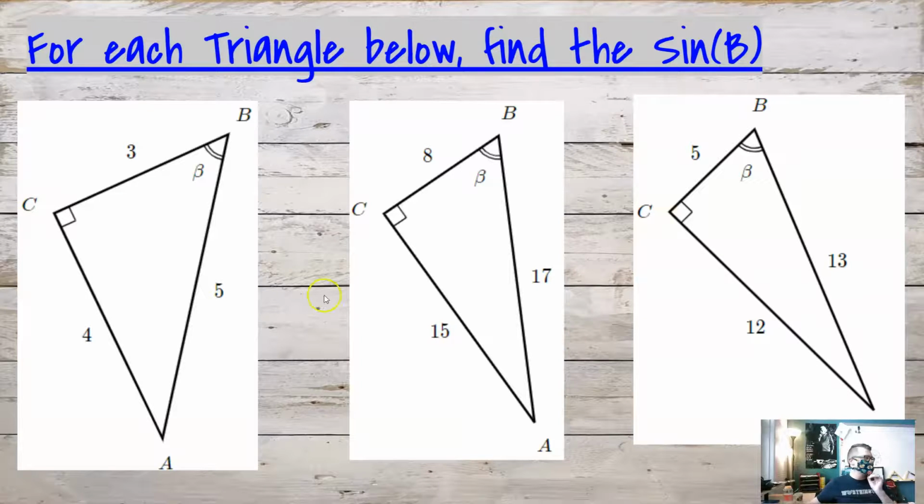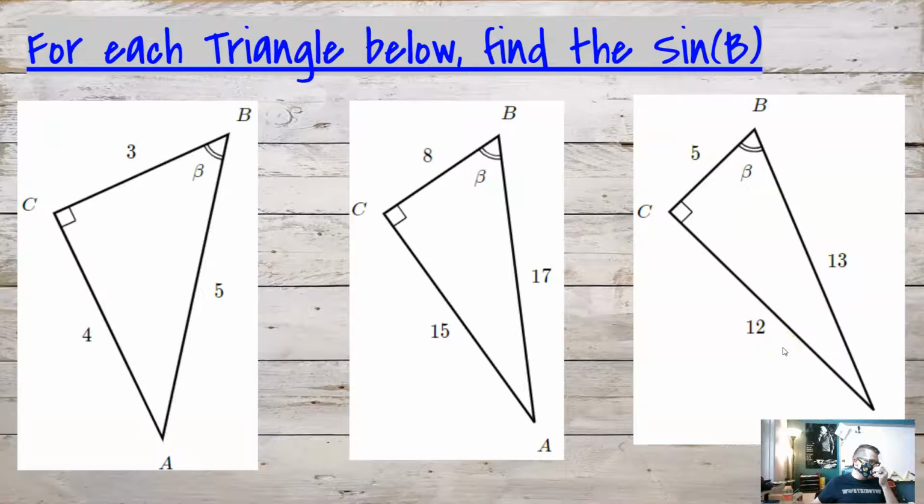So likewise, in the second triangle there, what is the sine of our B? I'm just trying to get you guys used to looking at opposite and hypotenuse. So we don't even have to write these down, guys. Sine of B here, 15 over 17, right? Sine of B here, 12 over 13.